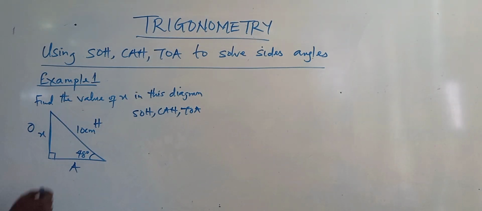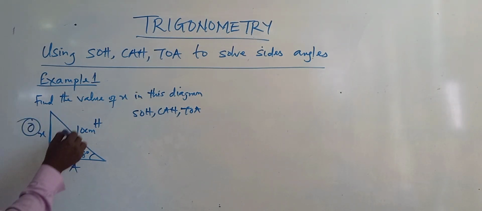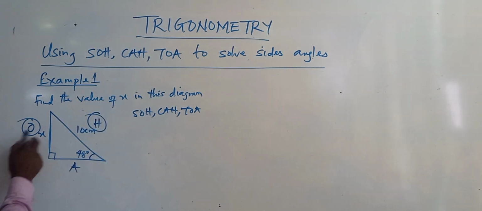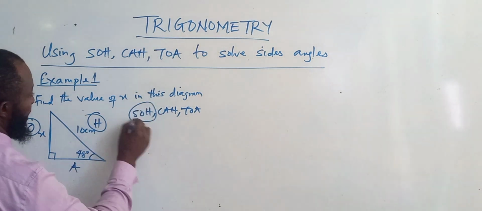So if we look at this, what we are looking for is the opposite. What we have is the hypotenuse. So which of these has O and H? I think this is this. It is sine that has it.